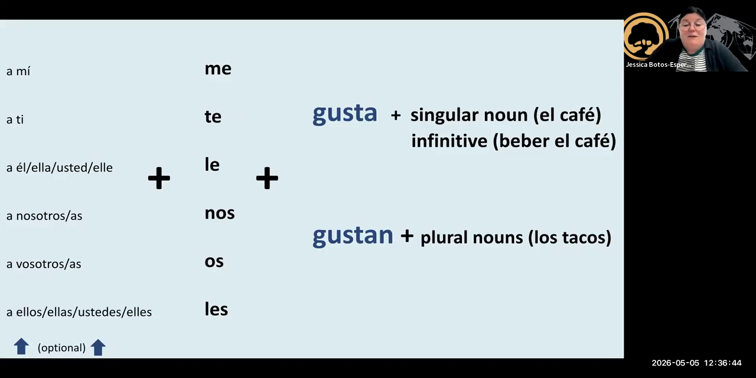So if you follow this pattern, take something from the first column, match it with something in the second column, and then the third column, you'll be able to build these sentences correctly every single time.